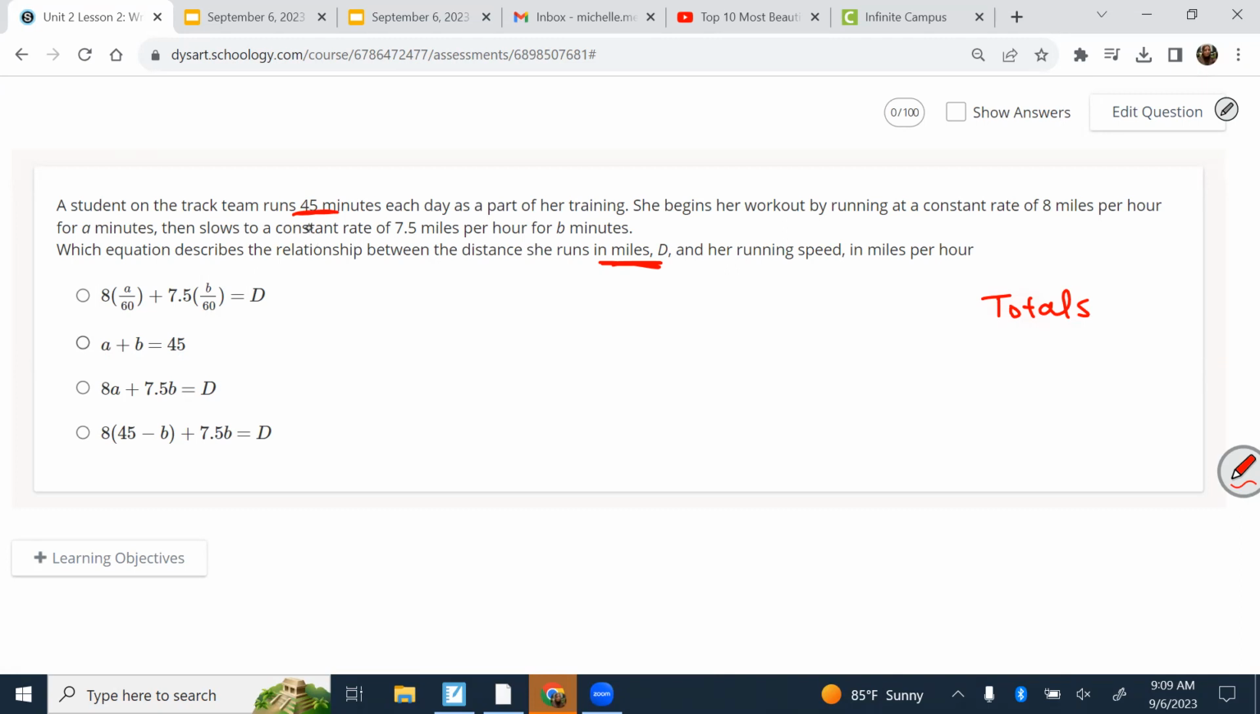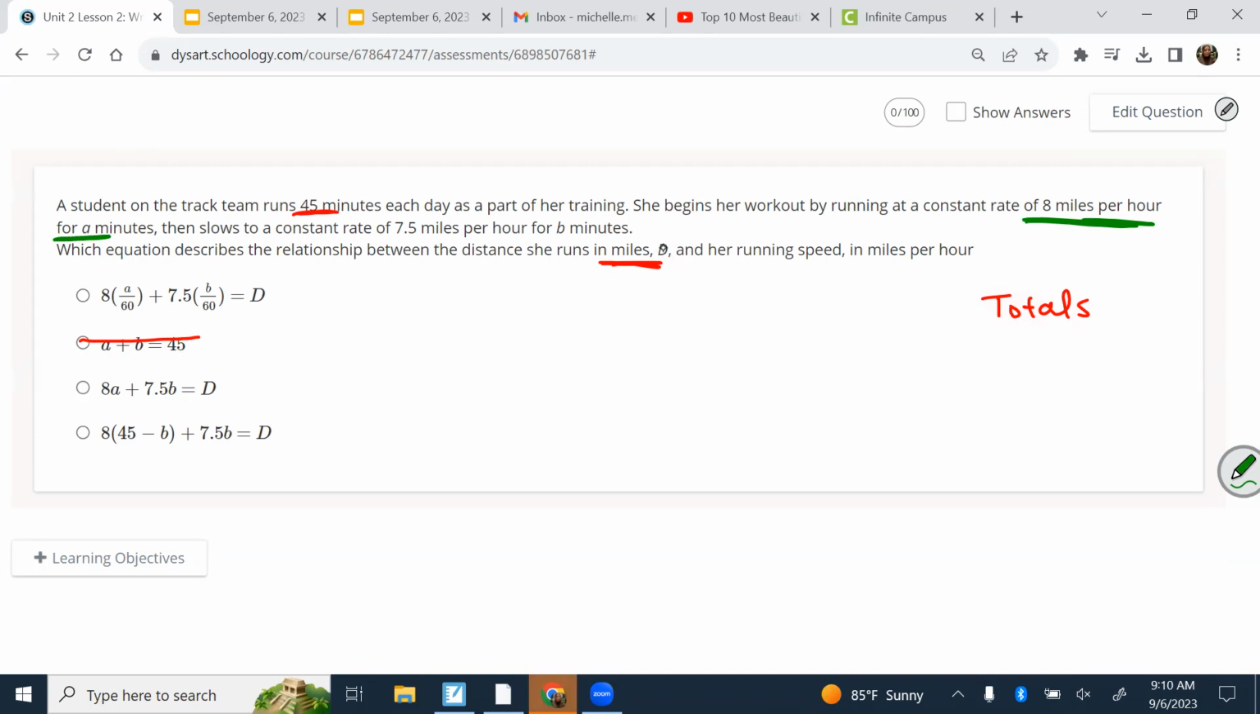So it's not wanting to know how many minutes she spends doing each thing. It wants to know how many miles she runs. So that is a total, but that won't be the one we're looking for in this one. We're wanting to know the total distance she runs. So what makes that up would be the other things that are in this. So we have 8 miles per hour for A minutes. How would I show that?